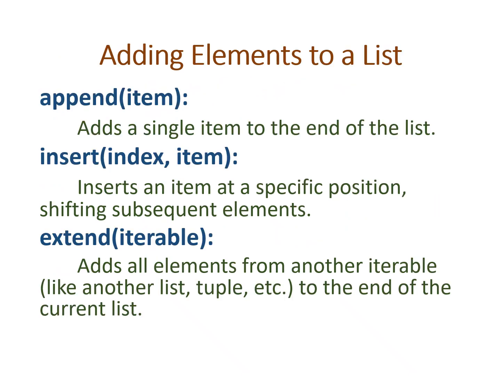Next, how to add elements in a list. We can mainly use three types of methods to add elements in a list. First one is append, the second one is insert, and the third one is extend. Append is used when we need to insert a single item at the end of our list.